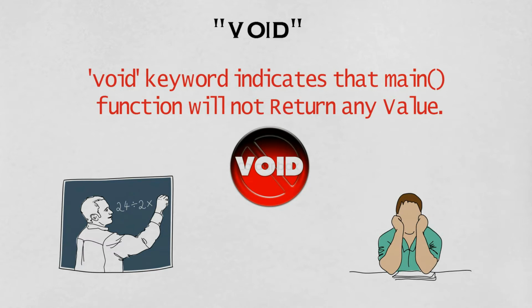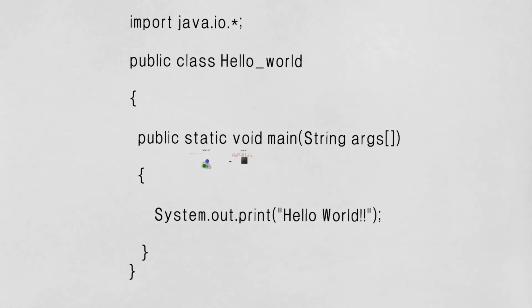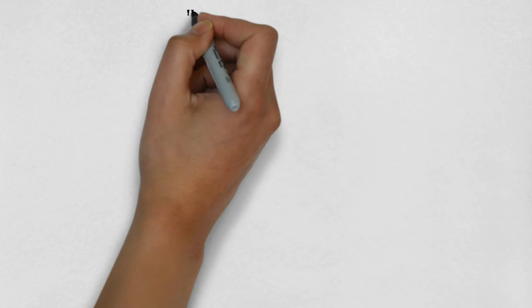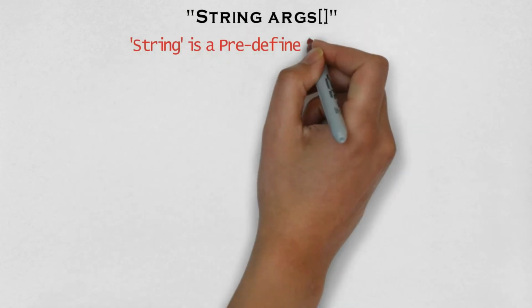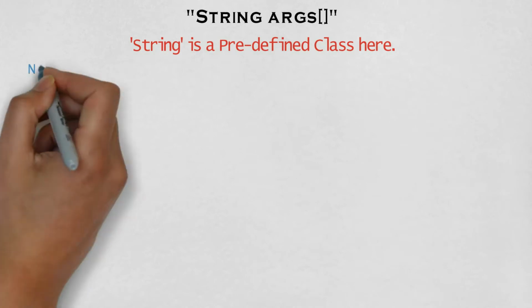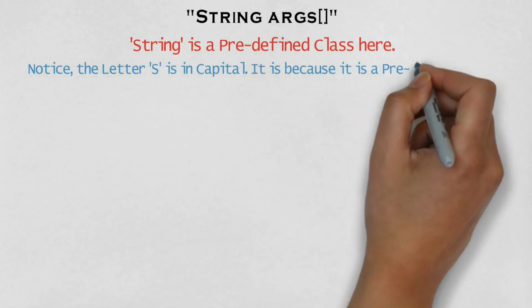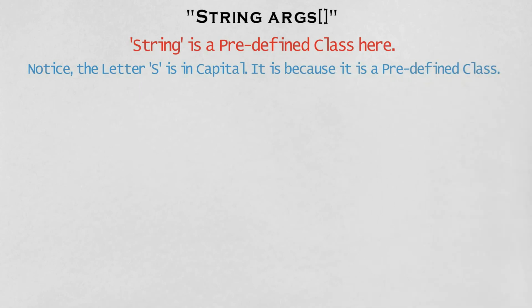Now coming to the last segment of the main method definition, the String args term. Before moving to that, you must know that Java has certain predefined classes, as in, the Java language has some already written programs within it. String is one of those predefined classes. Now a question arises, how will we identify a predefined class? Notice the S in String is a capital letter. It is because String is a predefined class.